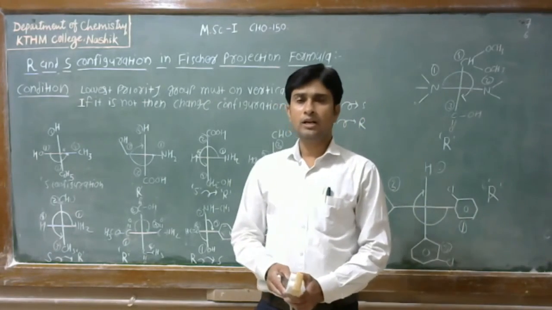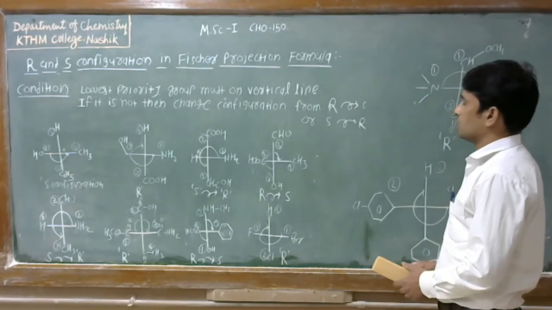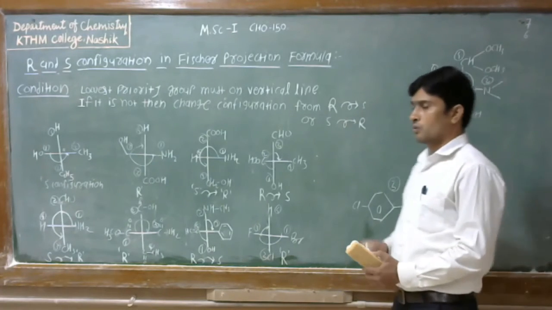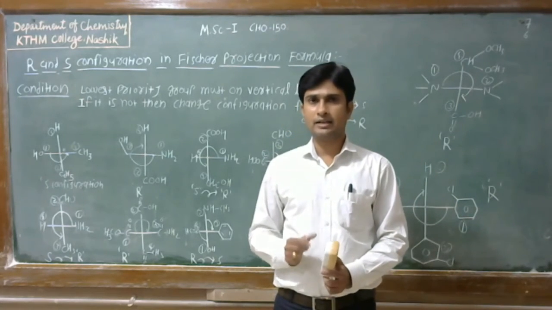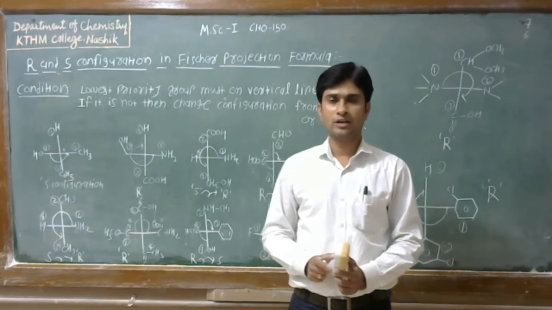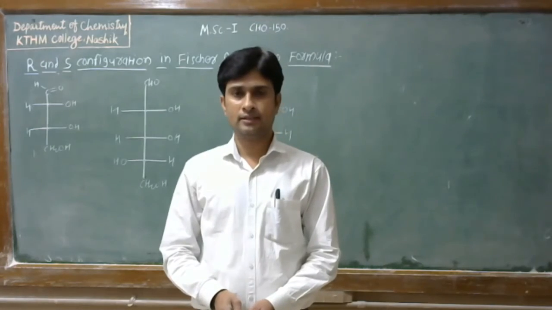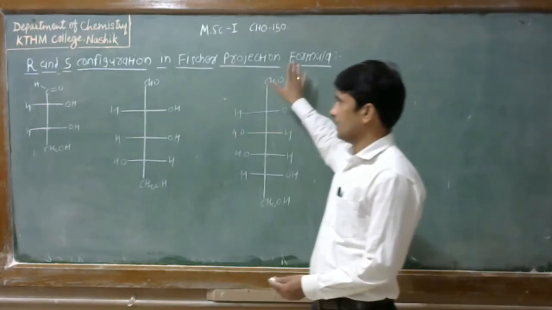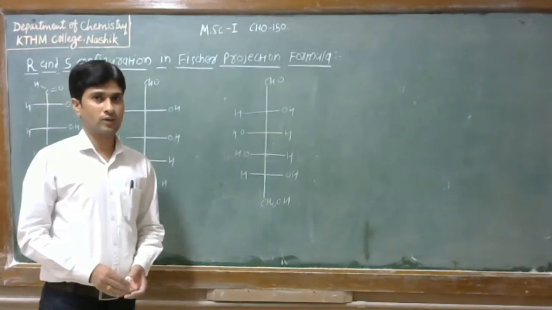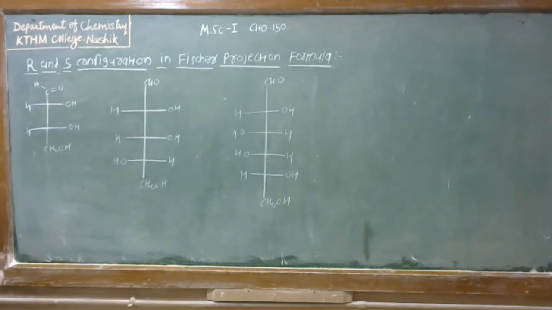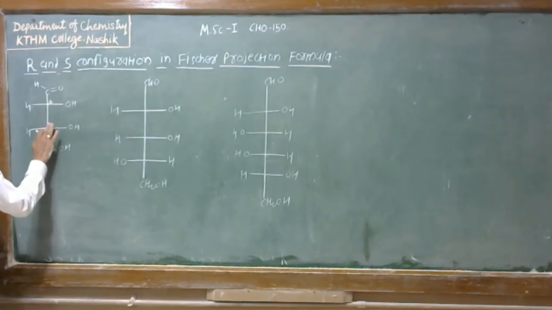Friend, as we discussed the R and S configuration in Fischer Projection Formula, which has 1 chiral carbon atom, now we are going to discuss the R and S configuration in Fischer Projection Formula, which has more than 1 chiral carbon. Friend, see, this is the first example, which has 2 chiral carbons. This is the first chiral carbon atom, this is the second chiral carbon atom.